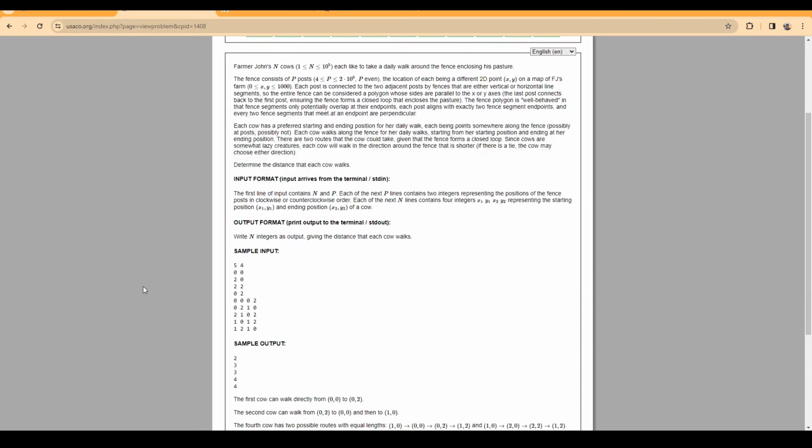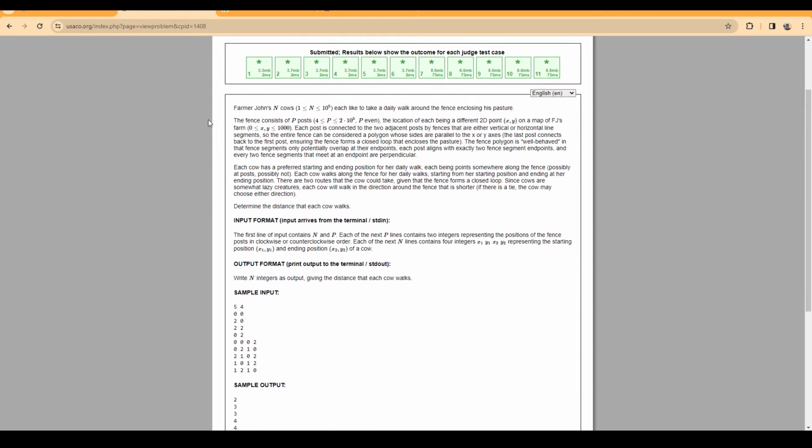So let's get started. We have n cows here, and each of the cows wants to take a walk along the fence. We know that the fence has p posts, and each of the posts lies at a position along the coordinate lines. The coordinates are quite small, integers up to 1,000. Also, the polygon has sides parallel to the x and y axes, and it is well behaved, so we don't have degenerate sides or anything like that.